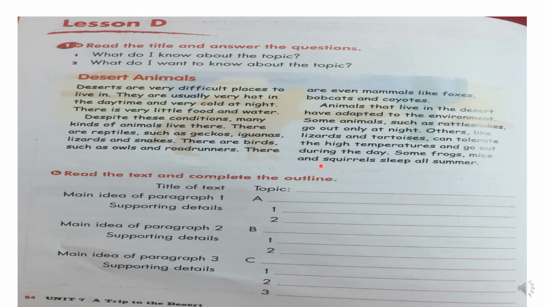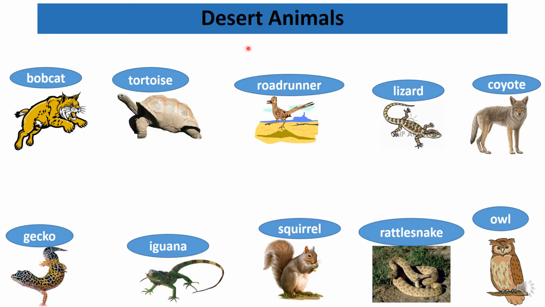So now I want you to read again to be able to answer exercise B. Let's find out the difficult words together first. Here we have some desert animals. Please repeat after me. Bobcat, bobcat. Tortoise, tortoise. Roadrunner, roadrunner. Lizard, lizard. Coyote, coyote. Gecko, gecko. Iguana, iguana. Squirrel, squirrel. Rattlesnake, rattlesnake. Owl, owl.